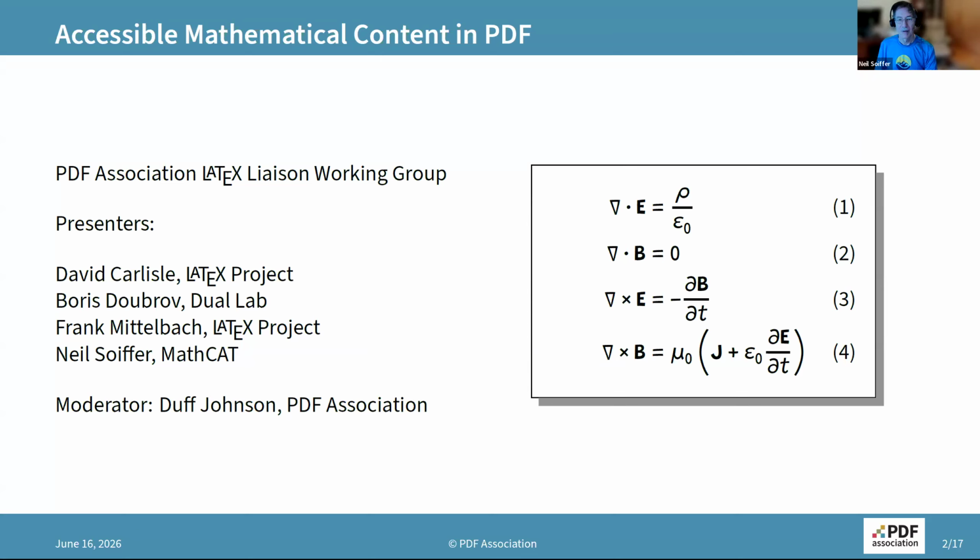4 lines. Line 1 with label 1, divergence of bold E, is equal to the fraction with numerator rho, and denominator epsilon sub 0. Line 2 with label 2, divergence of bold B, is equal to 0. Line 3 with label 3, curl of bold E, is equal to negative the fraction with numerator partial derivative bold B, and denominator partial derivative t.